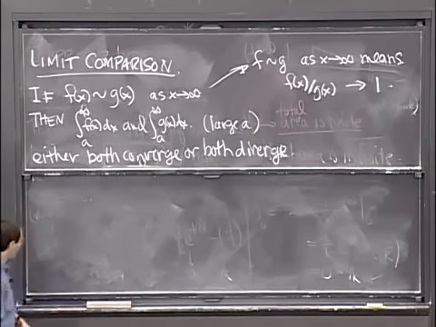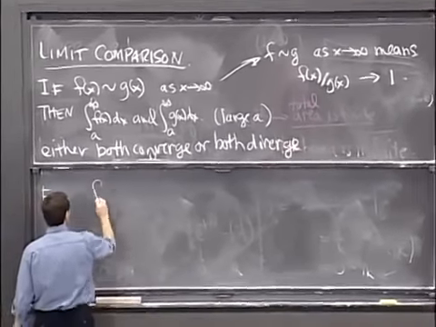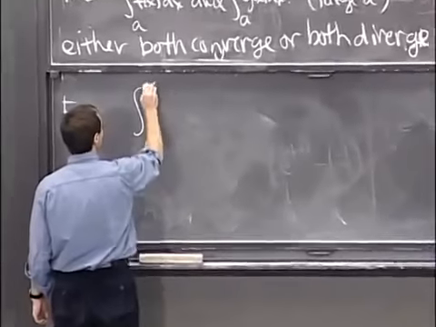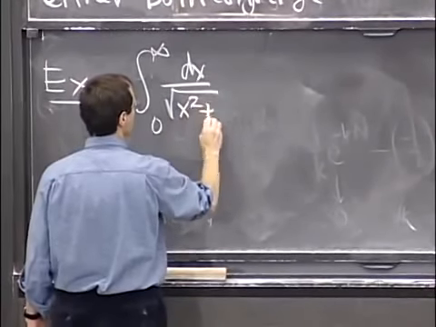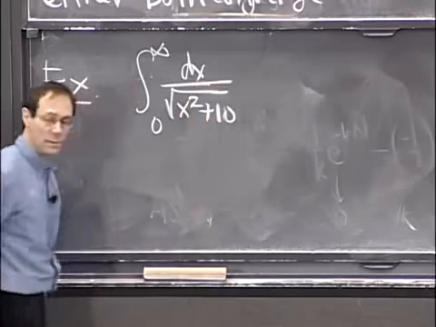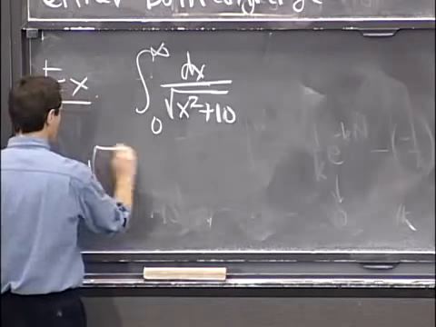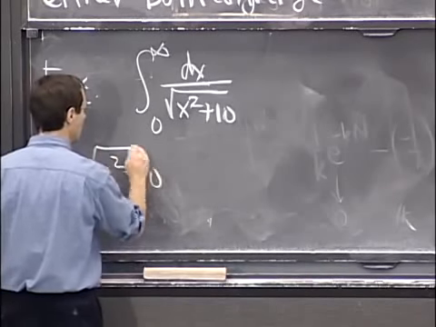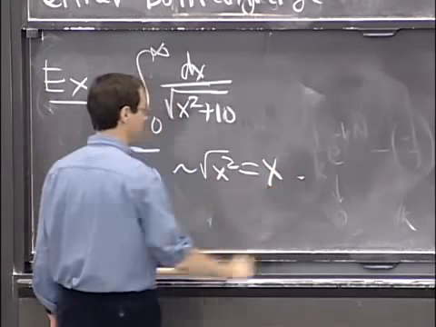All right, so let's just do a couple of examples here. If you take the integral from 0 to infinity dx over the square root of x squared plus 10, then I claim that the square root of x squared plus 10 resembles the square root of x squared, which is just x.